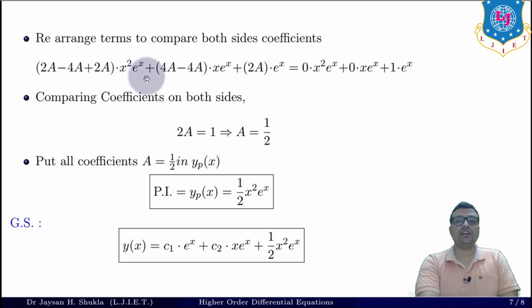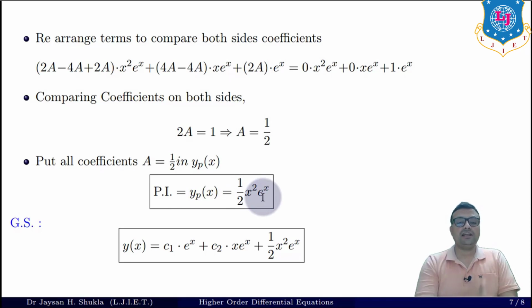This part is 2a and that is equal to 1, so we get the information that a is equal to 1 by 2. Now, sometimes it may happen that you receive the value of a from more than one equation. If your method and calculations are correct, all those values will give you the same answer. Means the value of a from all three different equations must be the same. Now putting this value of a into yp gives me 1 by 2 x squared e raised to x. Now let me take this yp with the complementary function, which will give me the final answer.